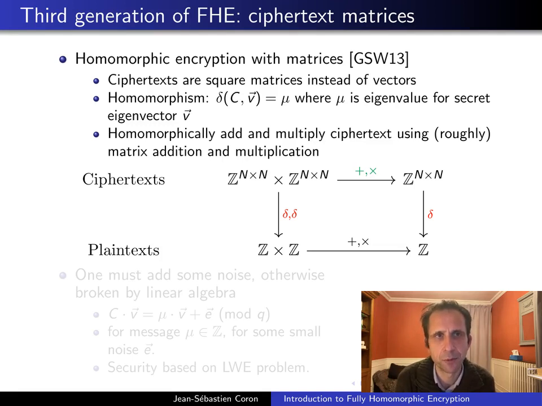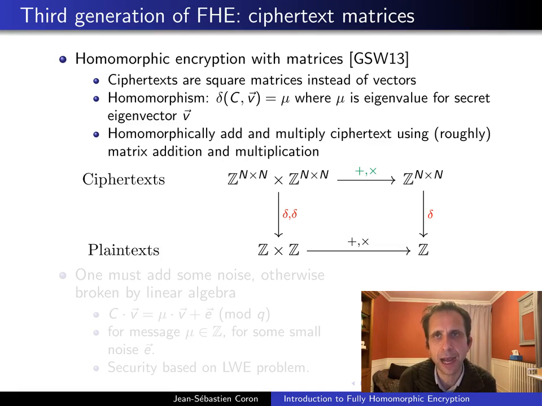So let me now describe the third generation of FHE, which are based on ciphertext matrices. We are going to use square matrices instead of vectors. So a ciphertext is a square matrix. And then the homomorphic operation that we consider is to compute the eigenvalue for a secret eigenvector v. So we assume that we have a secret eigenvector v, and all ciphertexts have v as an eigenvector, and mu is the corresponding message, which is the eigenvalue for this secret eigenvector.